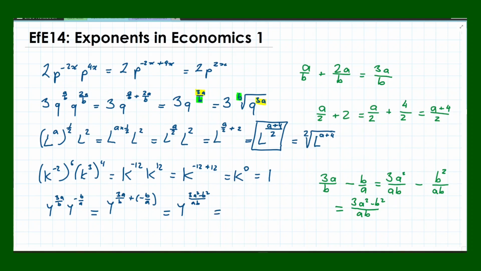So what will be the root? Well, the root is always the denominator in the fraction. So ab is going to be our root. And then y is going to be to the power of 3a squared minus b squared. And let's make sure that the root sign goes all the way over the whole of the expression, right?